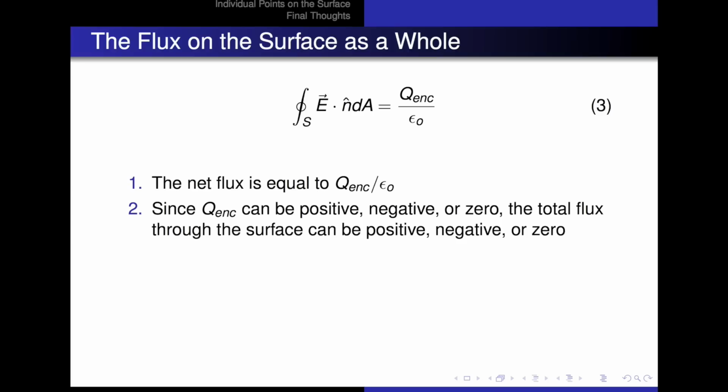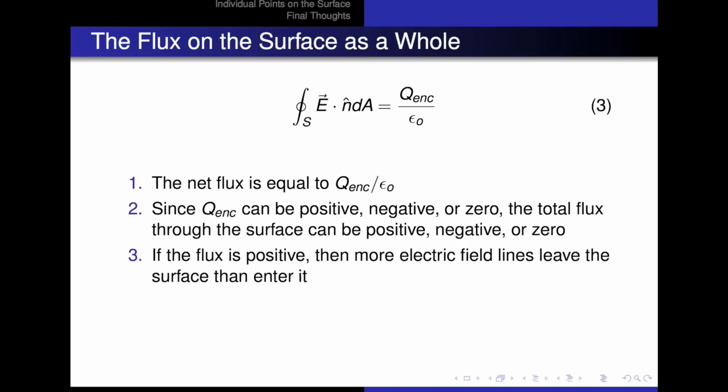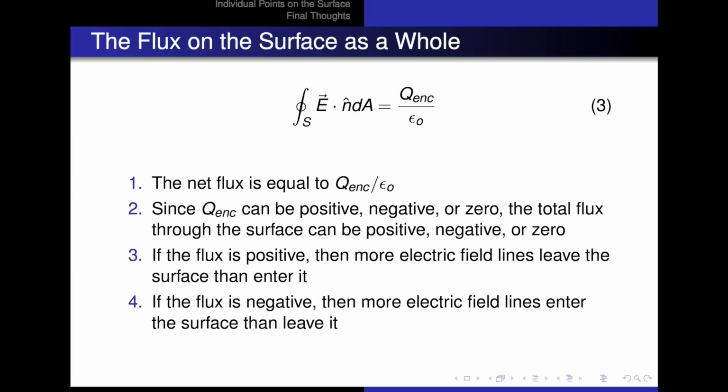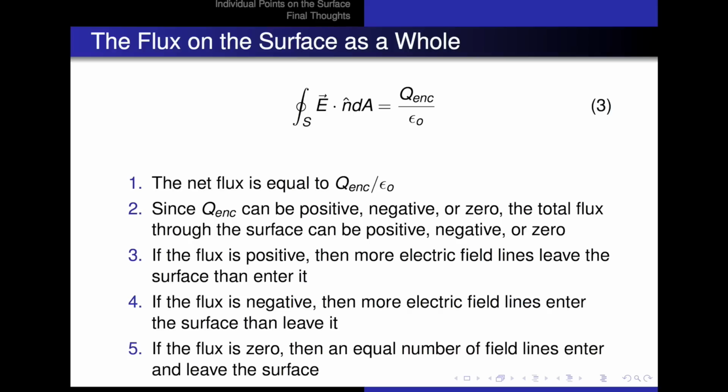Now remember, by convention, n hat points outwards from the closed surface. So if the flux is positive, then more electric field lines leave the surface than enter it. If the flux is negative, then more electric field lines enter the surface than leave it. And if the flux is 0, then an equal number of field lines enter and leave the surface.